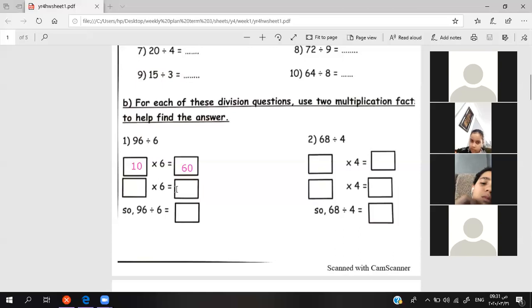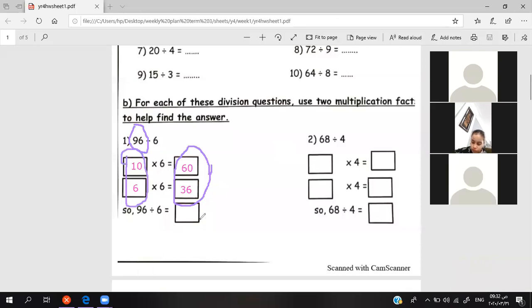So what times 6 is going to give me 36? Because 60 and 36 is 96. For my answer to be right, the 2 numbers here, when I add them, have to be 96. 0 plus 6 is 6. 6 plus 3 is 9. So if there's anything times 6 that gives me 36, yes, I know my timetable. I know it's a 6. So my answer now is what? This is my answer. The 10 and 6, which is 16.